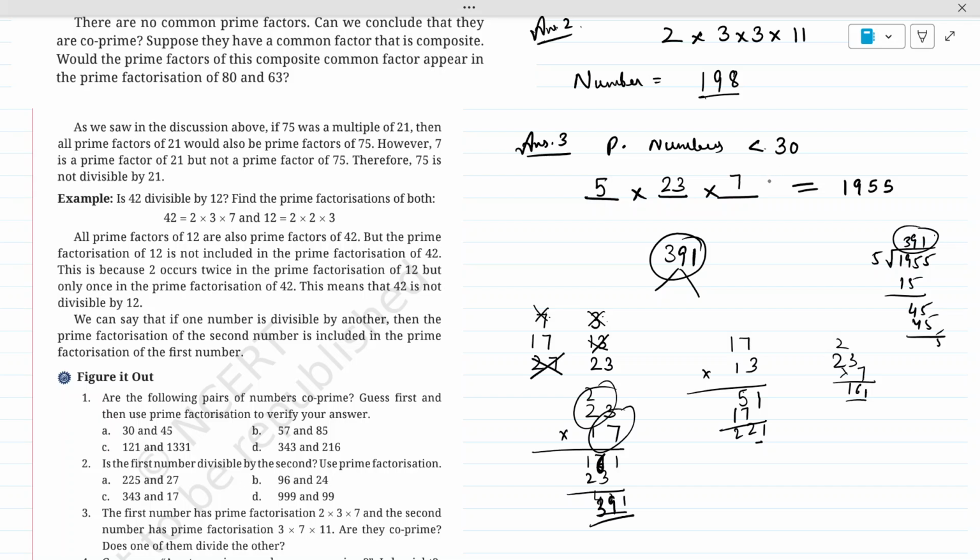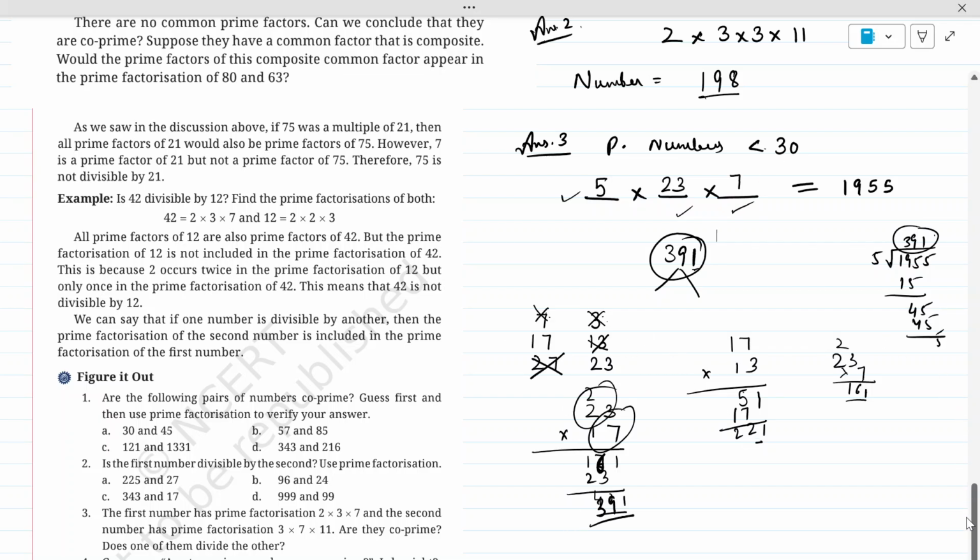What we have done here is we have seen what will come at the unit place, and we have found all the possible multiples which on multiplying will give me 1 at the unit place. Then we have removed the non-prime numbers, because we need the prime numbers here. And then we have seen how on multiplying these numbers we will get 391. So the numbers which we want here are 5, 23 and 7. These are the three numbers.